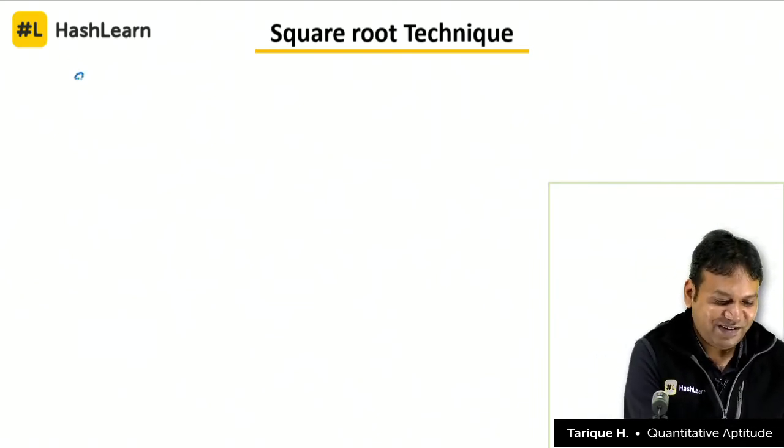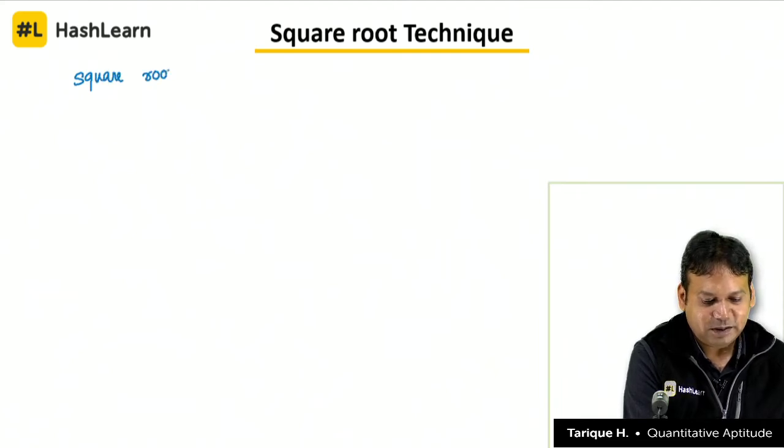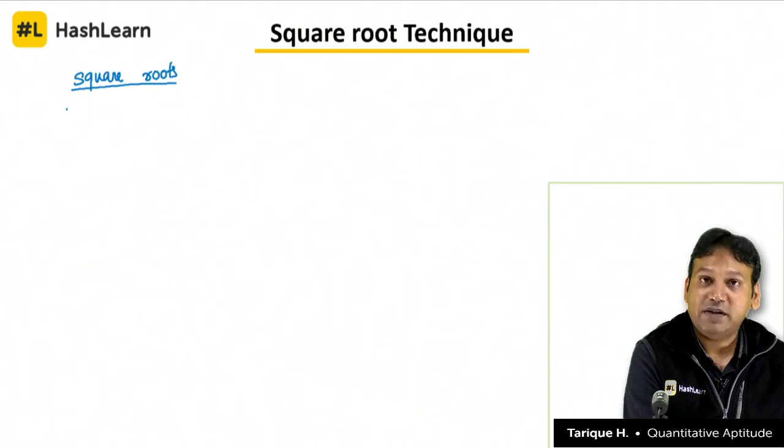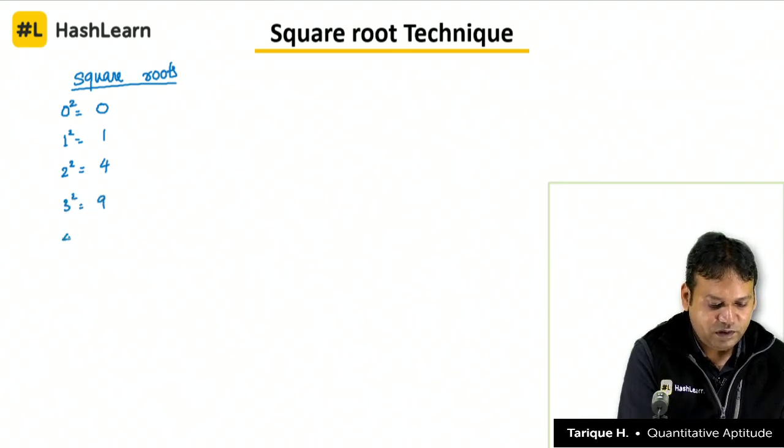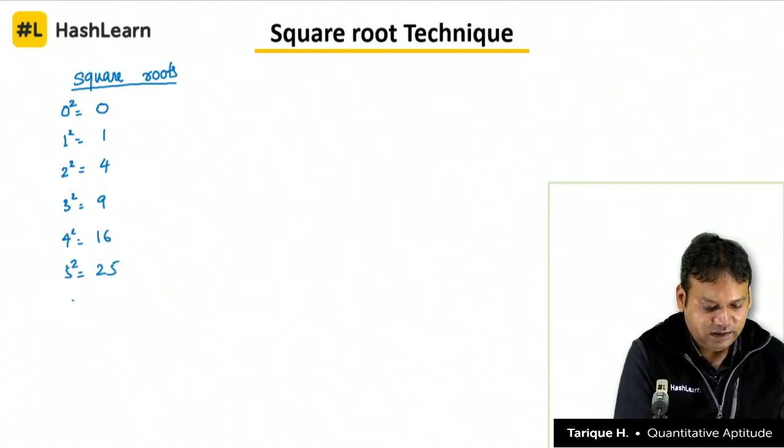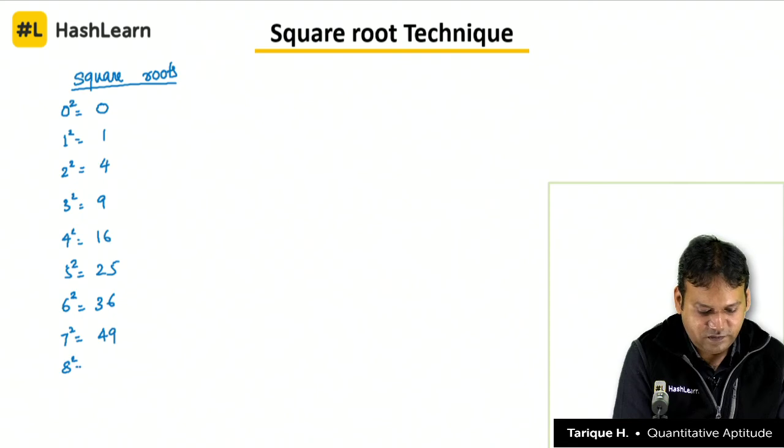Okay, so let's look at square roots. How to find out square root of numbers? We should write down the squares from 0 to 9. Let's do it once again. 0 square is 0, 1 square is 1, 2 square is 4, 3 square is 9, 4 square is 16, 5 square is 25, 6 square is 36, 7 square is 49, 8 square is 64 and 9 square is 81.